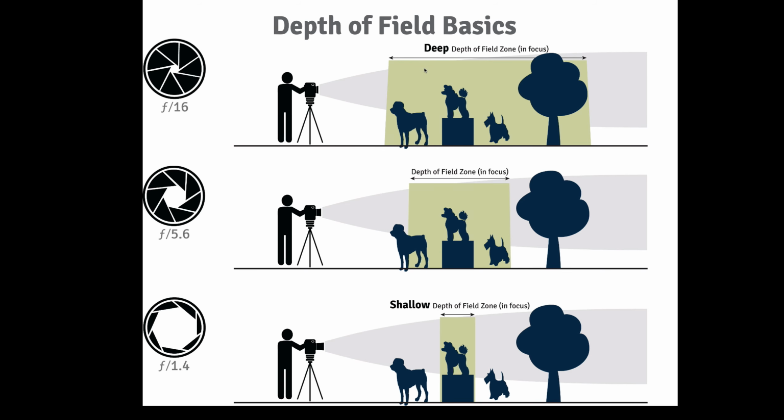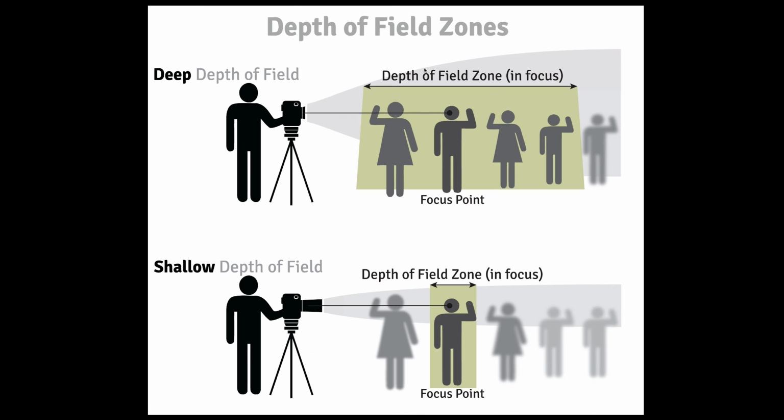We have deep depth of field at f16. We can see all the animals are in focus, including the tree. But if we look down at the bottom at 1.4, we have shallow depth of field and only the poodle is in focus. Deep depth of field, everyone is in focus. Well, almost everybody. We have shallow depth of field in just that one area that's in focus.